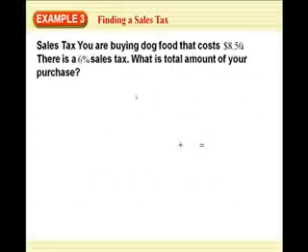Sales tax is also a percent. So it says you're buying dog food that cost $8.50. There's 6% sales tax. What is the total amount for your purchase? Okay, so 6%. Again, what we have to do, it's 6% of your purchase. There's that of. So it's going to be $8.50 times, move this back 2 places, 0.06.